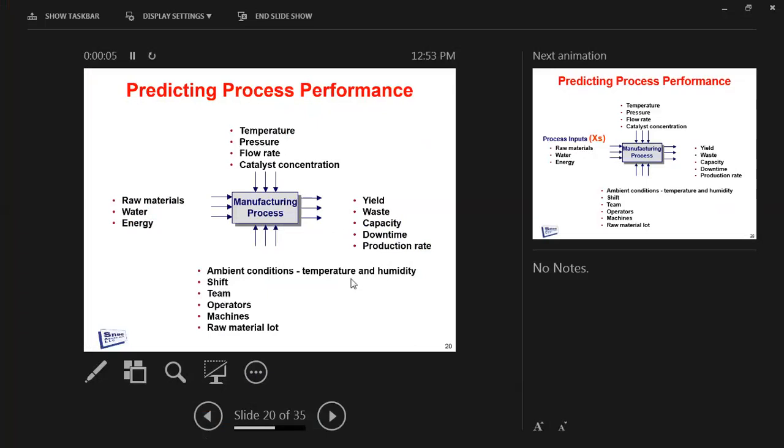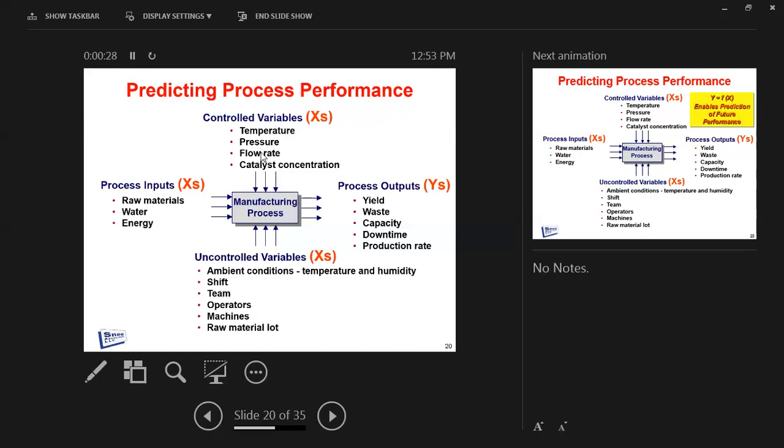Well, the X values are simply measurements. You're going to measure the X values. Temperature would be the temperature that the process operates at. Pressure, the pressure that the process operates at. A flow rate is how fast material is flowing through the process. Catalyst concentration would be an ingredient. What concentration do you have? Raw materials would typically be raw material quality characteristics. Water and energy would be amounts.